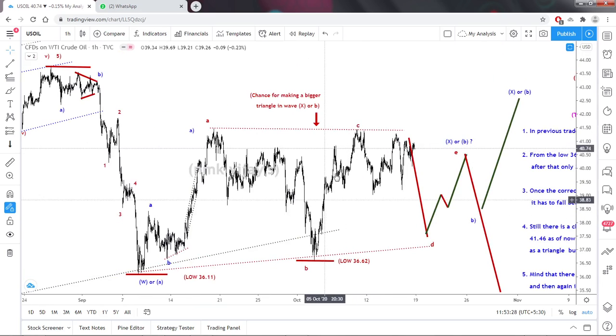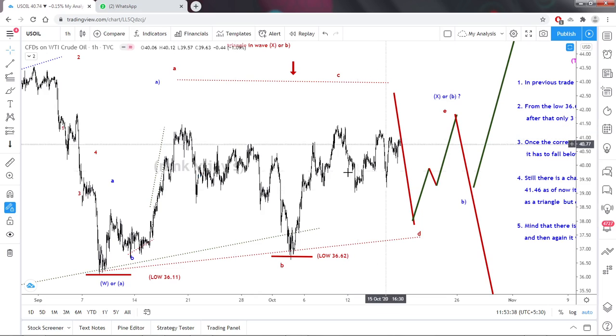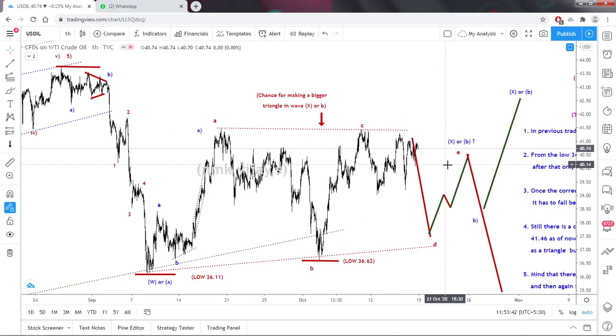So if we consider this as the end of the correction, we need to be on the sell side to reach this. This can make a bigger triangle also, A, B, C, D and E. Once the E is completed, we are to be on that sell side for the target of 24.